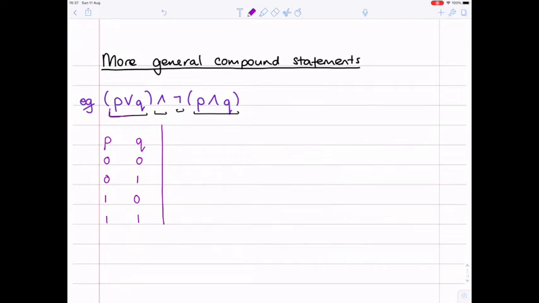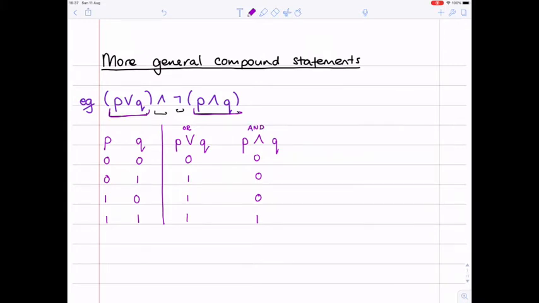So let's work out P or Q. Well, we know that P or Q is true most of the time. The only time it's not true is when both P and Q are false. So remember, this is OR, and we're also going to need P and Q. And this is only true when both P and Q are true. The rest of the time it's false.